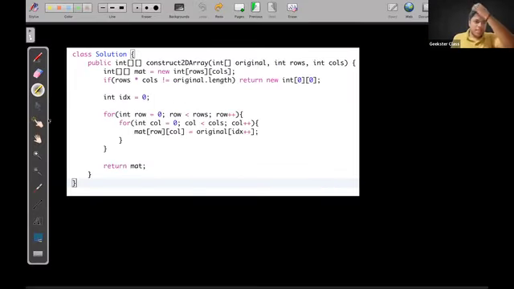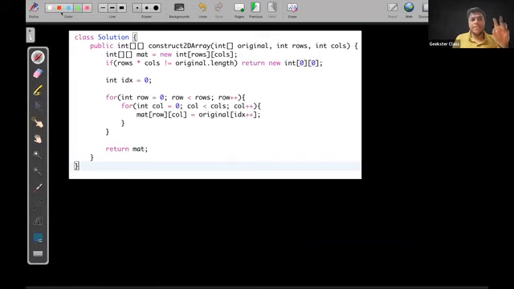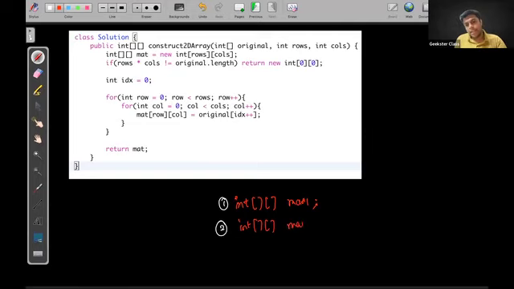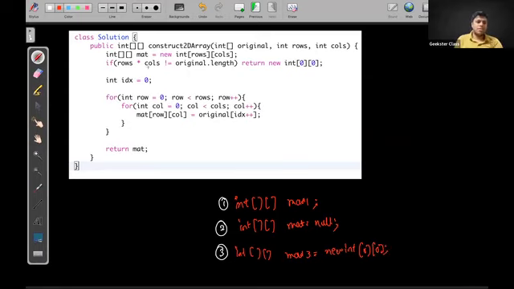Let's see who can tell me the difference between these lines. The first statement is matrix 1 equals nothing, or let's say equals null, or equals nothing. The second statement will be int square brackets mat equals null, and the third statement will be int square brackets mat3 equals new int 0 0. What is the difference between all these three lines conceptually?